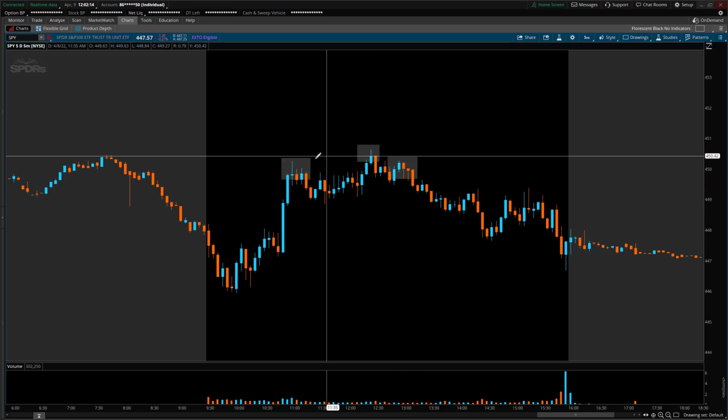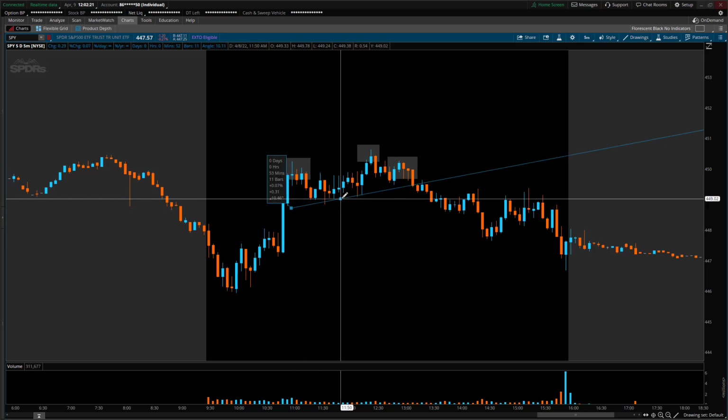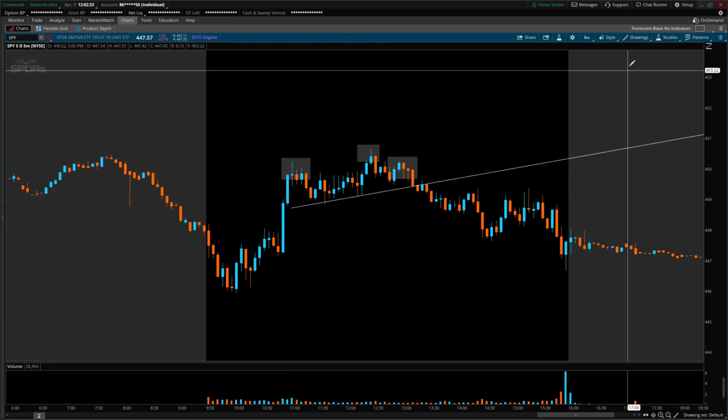See that? Head, left shoulder, right shoulder. Where is the neckline area? You can kind of extend it out over kind of right there, right?